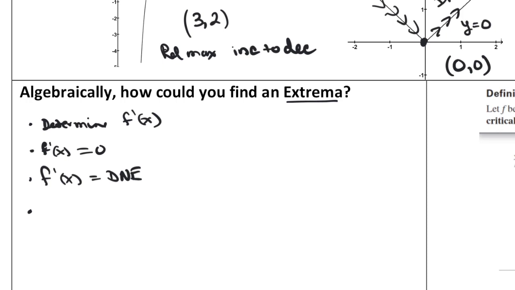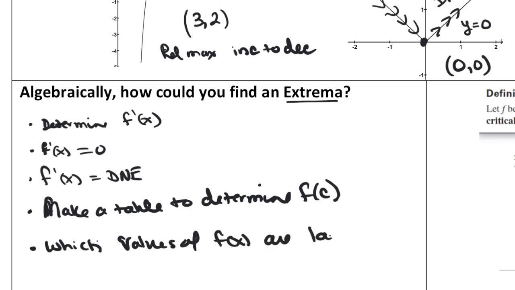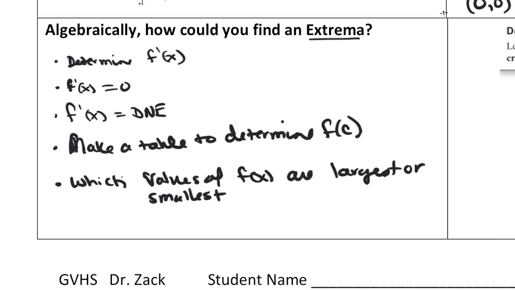Afterwards, we're going to need to find the f of x value. So we're going to make a table to determine f of whatever value we have for the first derivative equals 0 or the derivative does not exist. So we actually want to know which values of f of x are largest or smallest. So if we're looking for the relative extrema, that will be good enough.